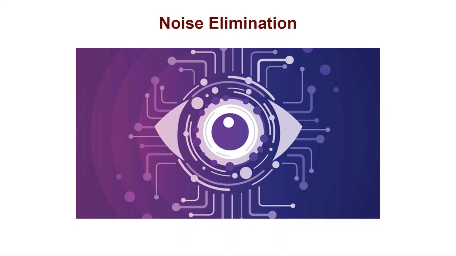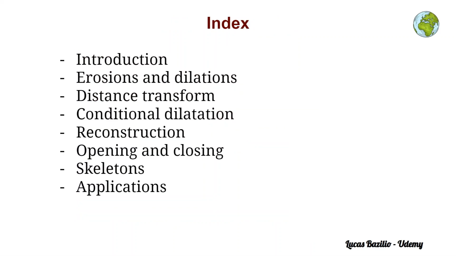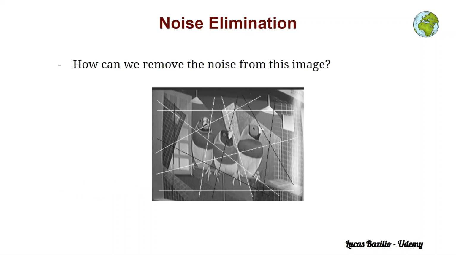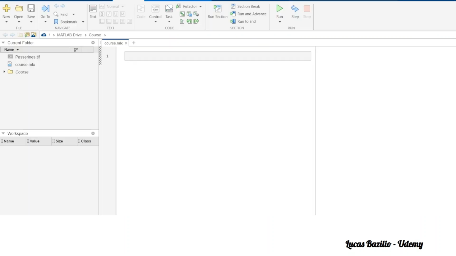Hey everyone, in this lesson we are going to study noise elimination. This is one of the applications of morphological image processing. The idea is that, given a gray level image, how can we remove the noise from this image? As we can see, we have several lines that are very noisy. We have white noise and we also have black noise. So how can I remove the noise from this image?